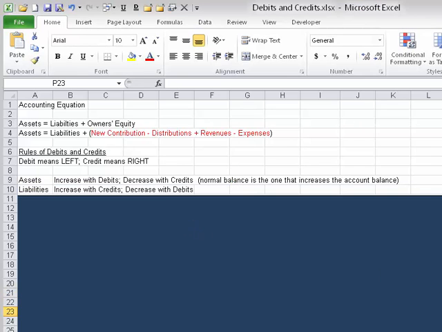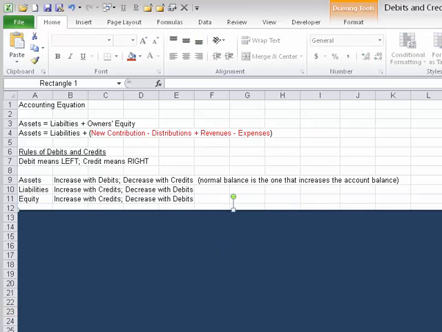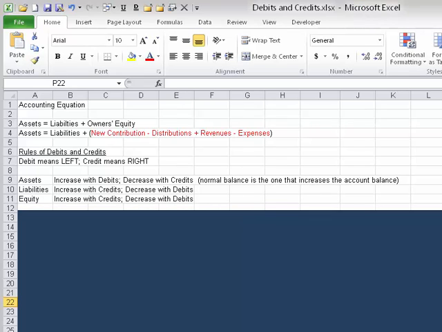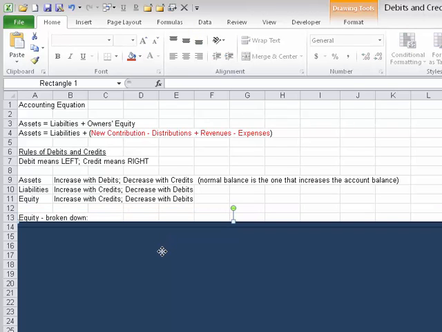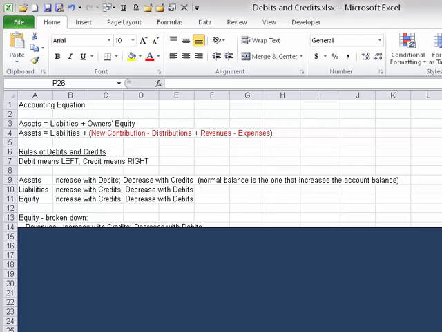Now, liabilities, they increase with credits and they decrease with debits. That means their normal balance is a credit balance. Equity behaves just like a liability, and we would expect it to because it's on the same side of the accounting equation. The equity increases with the credits and it decreases with a debit. Okay, so now we can break the equity down into its component pieces.